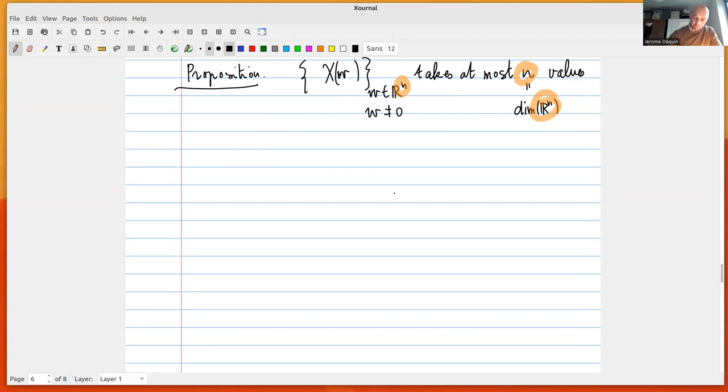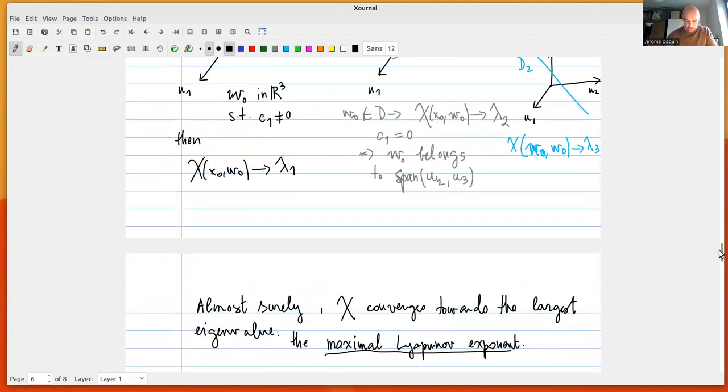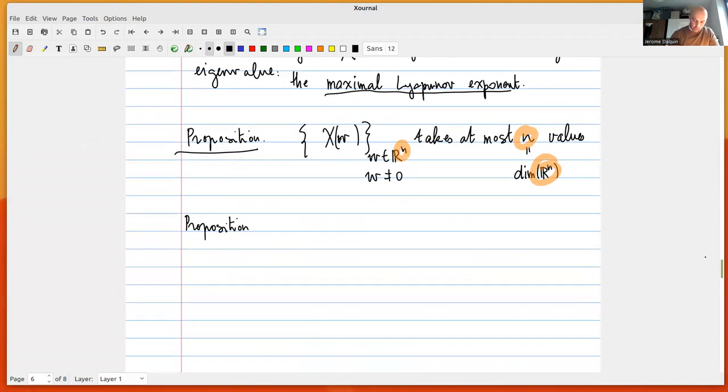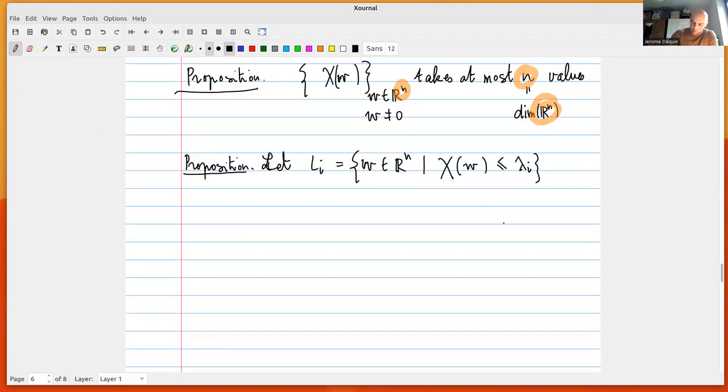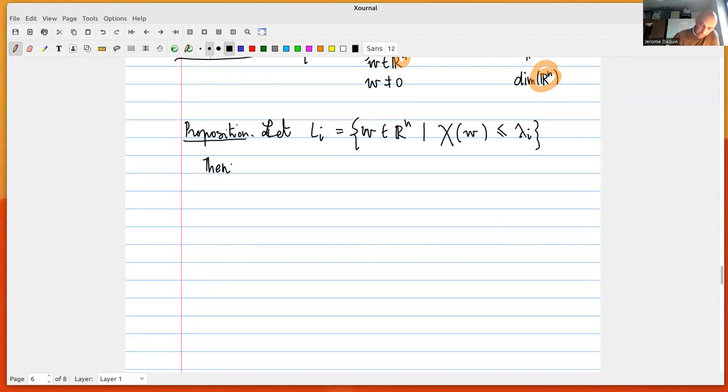And I will not prove this, and I will not prove the following proposition either, which I have tried to exemplify for the case n equal to 3. This is the abstract version of what I have tried to explain. If I denote by Li the set of vectors W in R n such that chi of W is smaller than lambda i, then we have a filtration, nested subspaces.